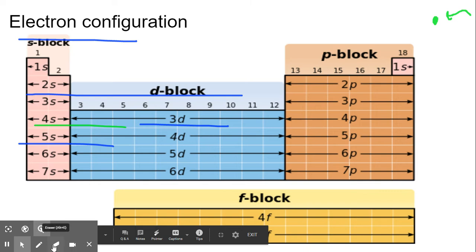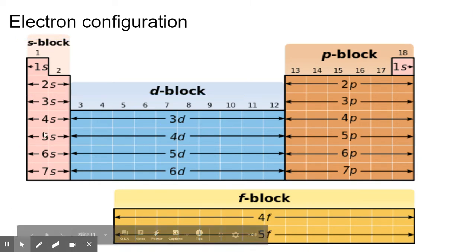Okay, so that's the way things react. This is just a quick review. We kind of know this, right? We have our S block, our D block, our P block, and our F block down here. And these correspond to the type of electron orbitals that those elements occupy.